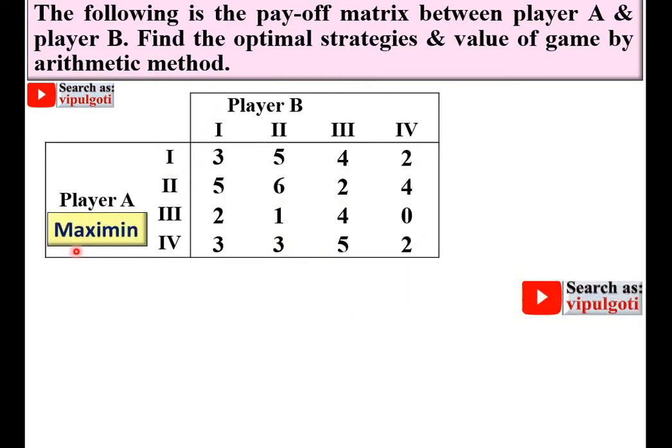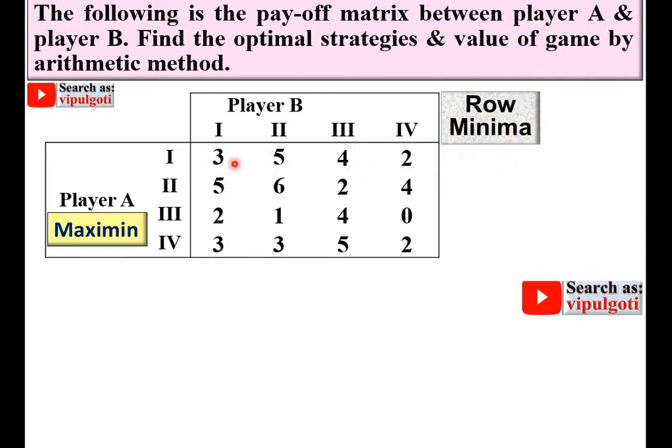And you know that the maximin principle is for player A, meaning the left hand side player, and for player B it is always the minimax principle. So first I am going to apply the maximin principle. And you know that maximin means the maximum value out of the minimum values. So first I am going to find the minimum value from each row, that is called the row minima.